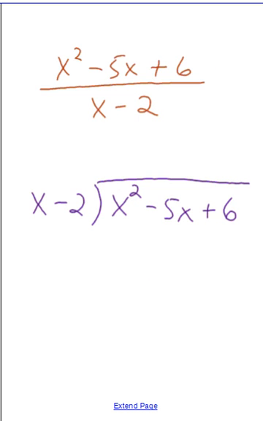All right, so next one. X squared minus 5x plus 6. This is the way it's presented in the problem. You want to rewrite it in a long division format, okay?